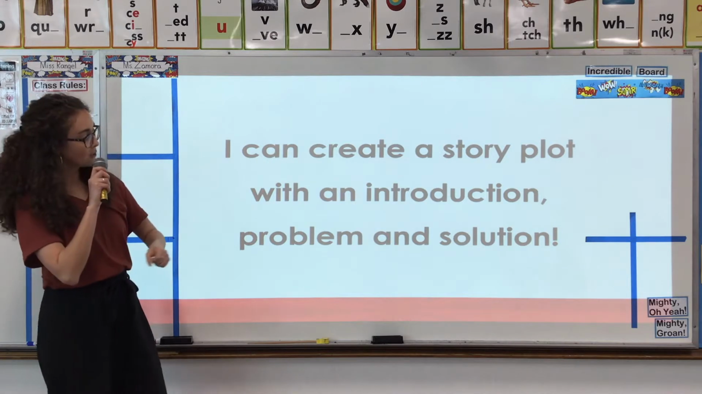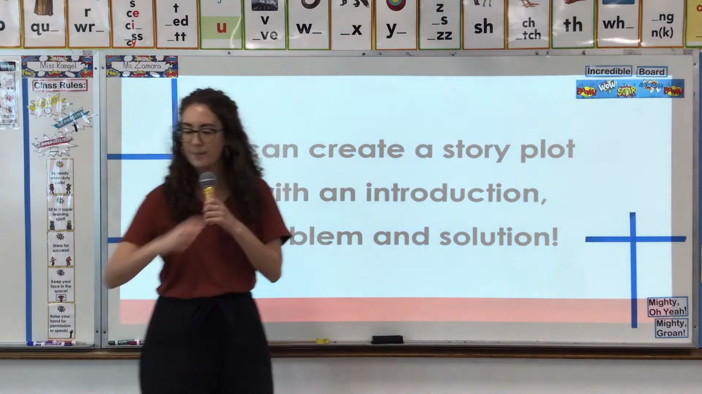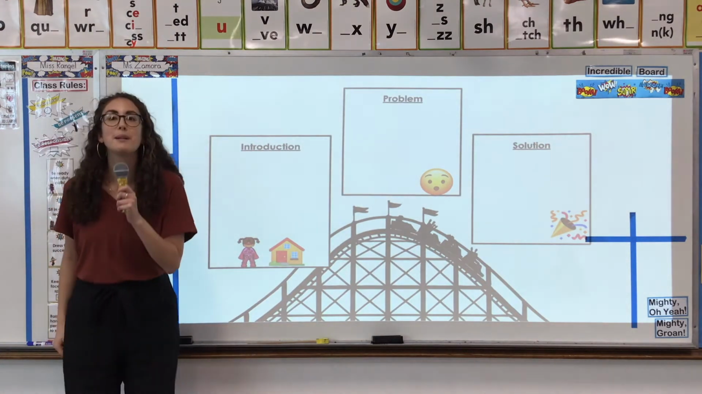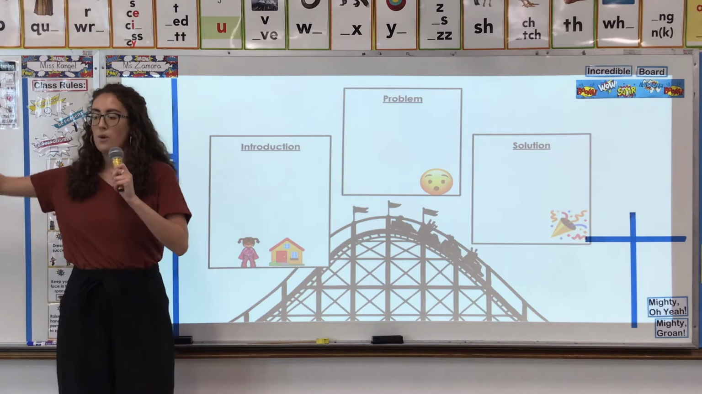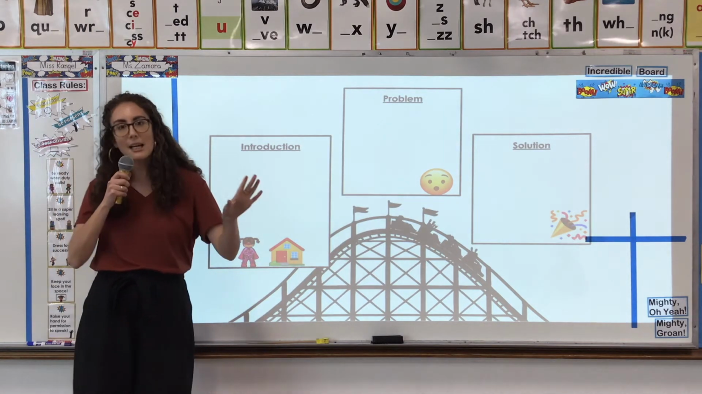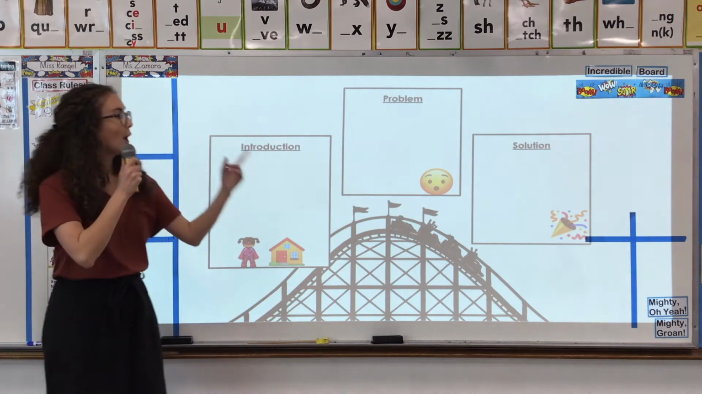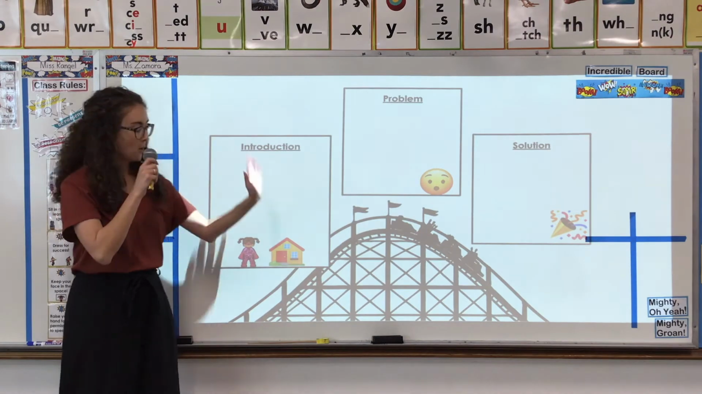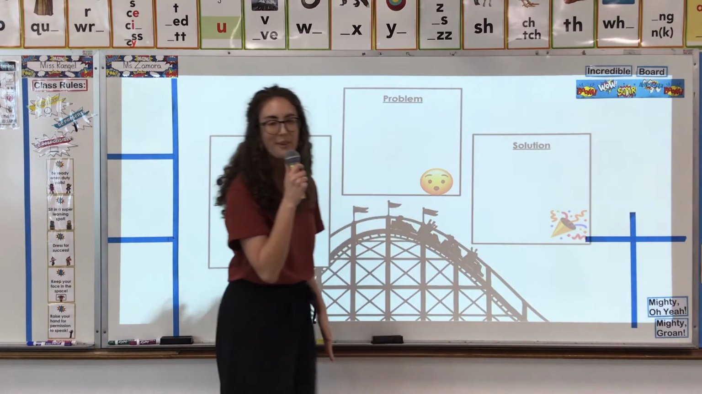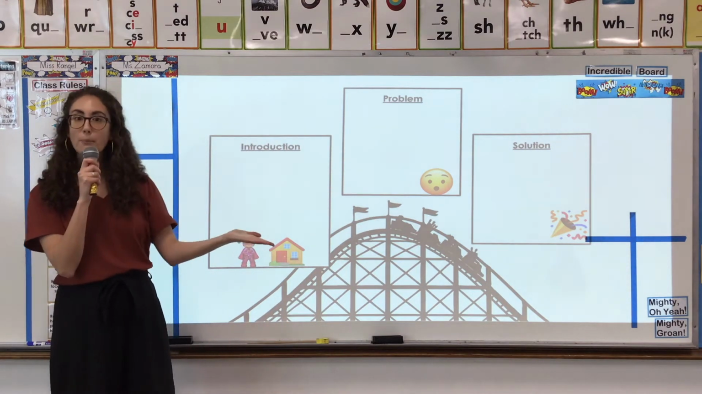And as we learned last week, there are three main parts to our story. And as we used this roller coaster plot map last week, with the beginning, middle, and an end. Just like a roller coaster can be fun and exciting and keep you on your toes, so can a story, with its introduction, problem, and solution. So let's remind ourselves of these three parts and what's important in each of them.